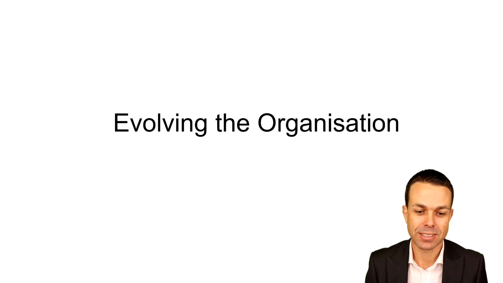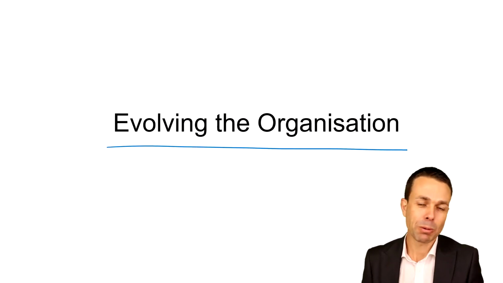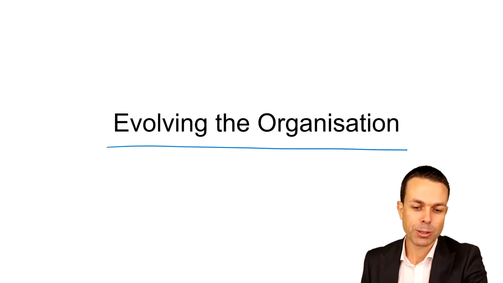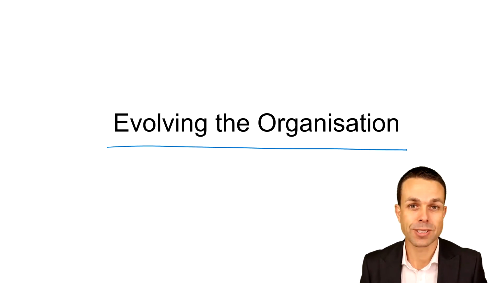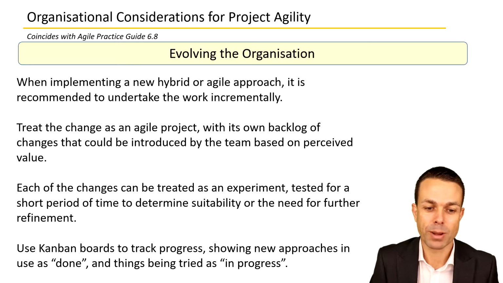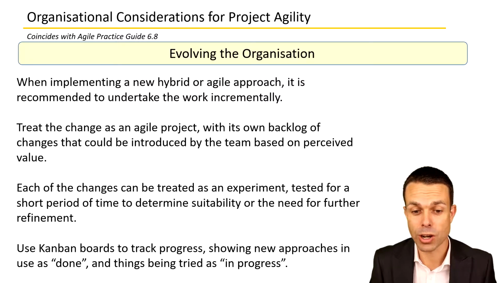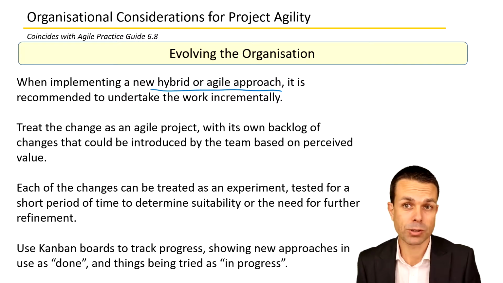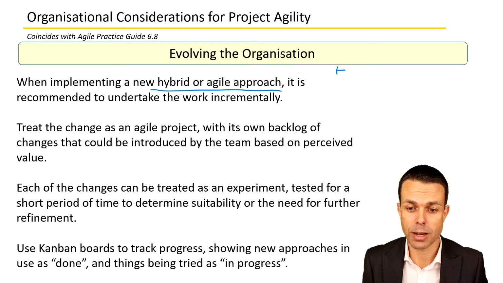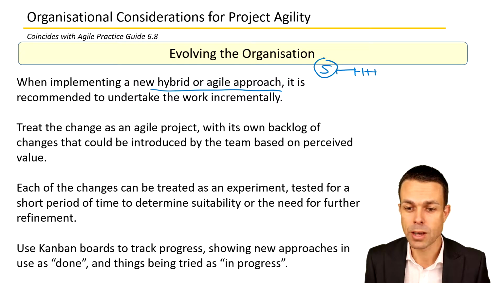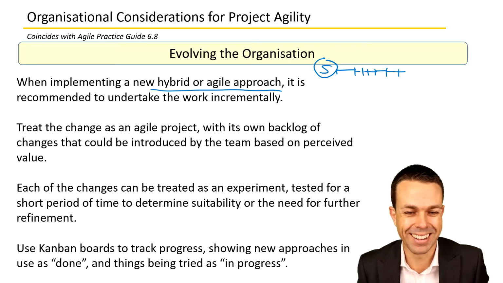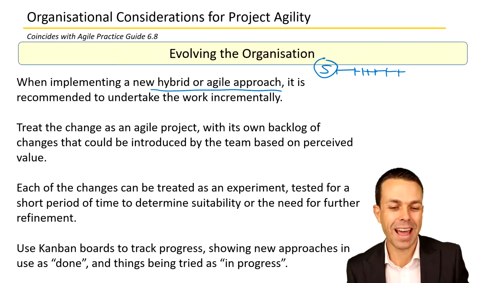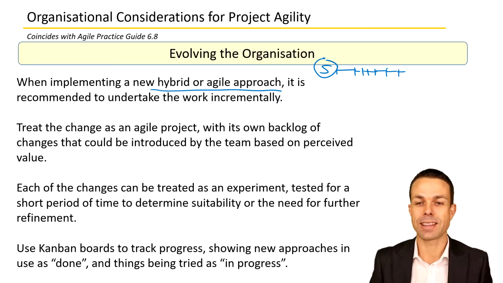And this one in particular is evolving the organization. And when we say evolving the organization, really what we're talking about is bringing Agile into an organization in a way that also uses the Agile methodology. When we're implementing a new hybrid or an Agile approach, so maybe traditionally we've been using a more linear approach, very step by step, very focused up front, figuring out all the scope and cost up front, and then being afraid when all of that changes as the project rolls out. But if we're moving towards more of an Agile approach, it's really recommended that we undertake that work incrementally.